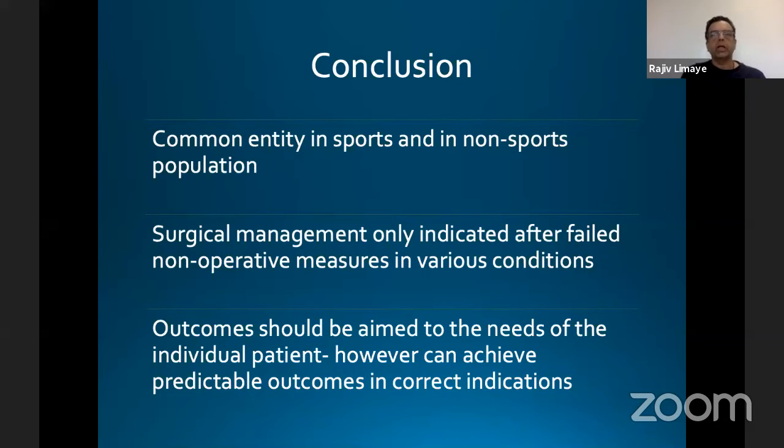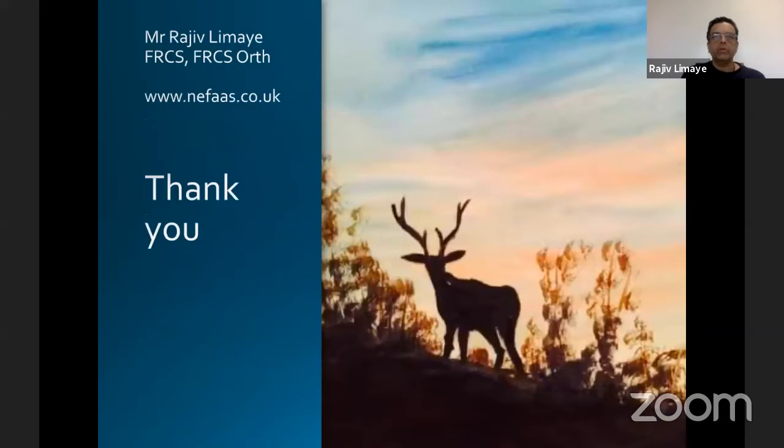So in conclusion, tendinopathy is a very common entity in sports as well as non-sports populations. Surgical management is indicated only when conservative measures fail for at least 6 months. Although conservative measures are important, please consider surgery if they are not working. The outcome should be aimed at the needs of the patient. So it is very important that we individualize each and every condition for each and every patient, and the outcomes are given accordingly. Thank you very much for your attention.